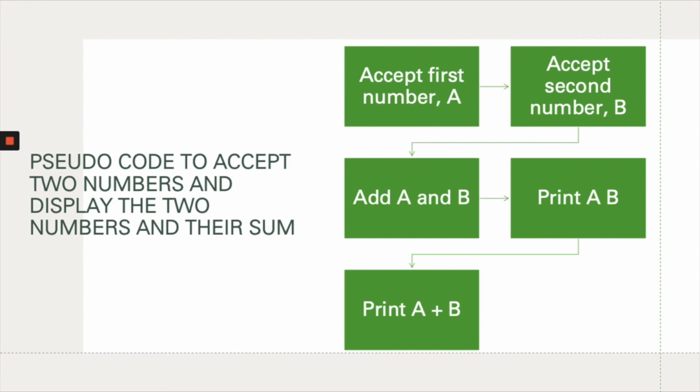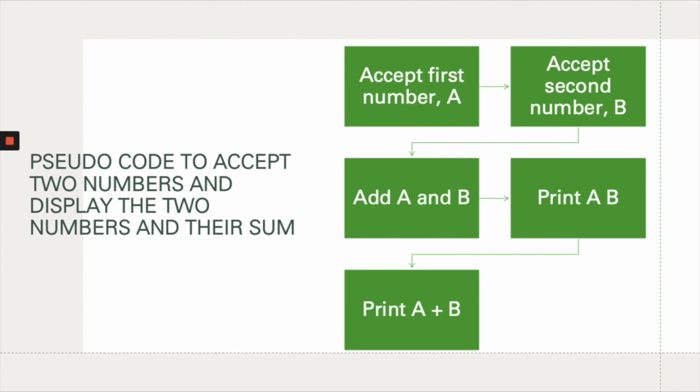First, you have to accept the first number A. A represents any number. You can give any number as input. Accept the second number B. You can put any number you like into B. Add A and B. Whatever number is in A and whatever number is in B will be added together. For example, if we give A as 2 and B as 3, when you add A plus B, 2 plus 3 will happen, right?